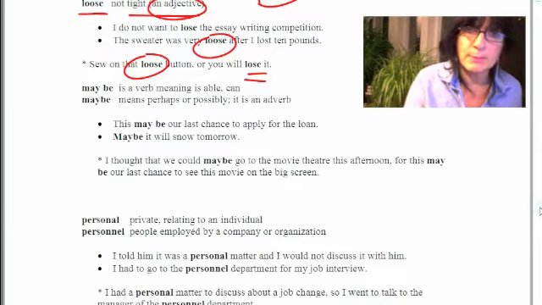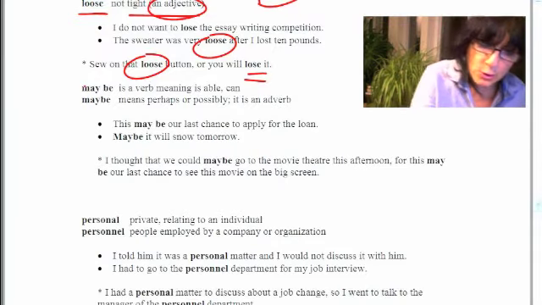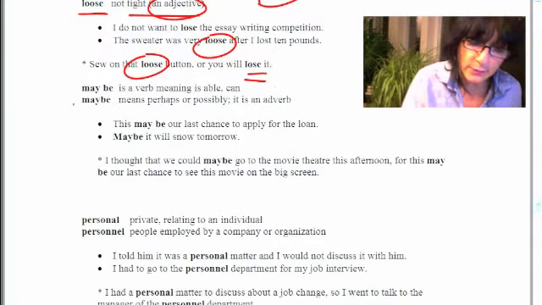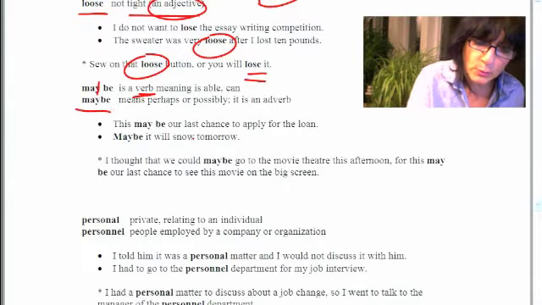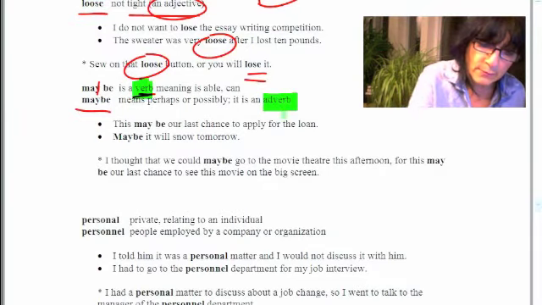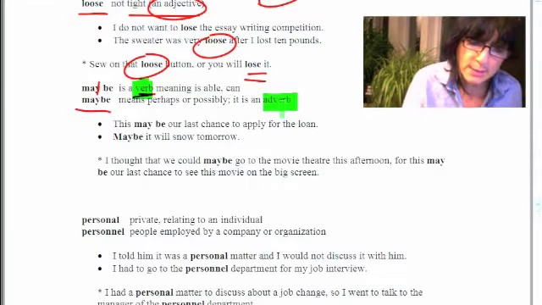May be and maybe. Now one is two words and the other's one word. Let's look at the difference. When you write it as two words, may and be, it's a verb and it means you're able or you can. Maybe as one word means perhaps or possibly, and it's an adverb. So one is a verb, and when it's one word, it's an adverb.